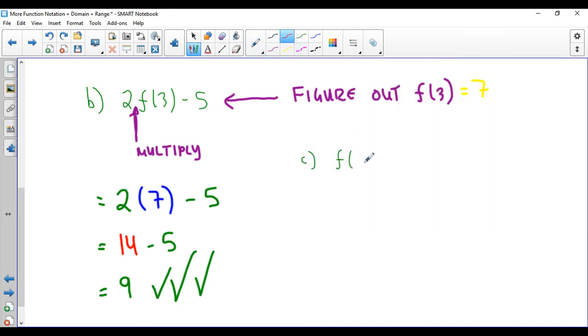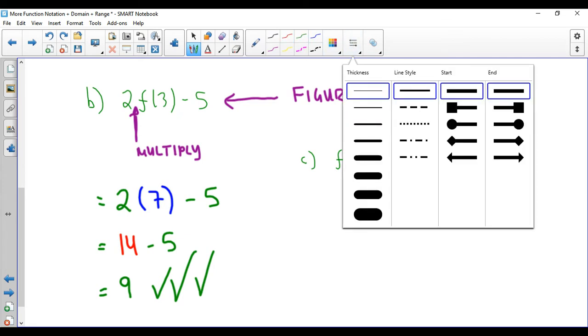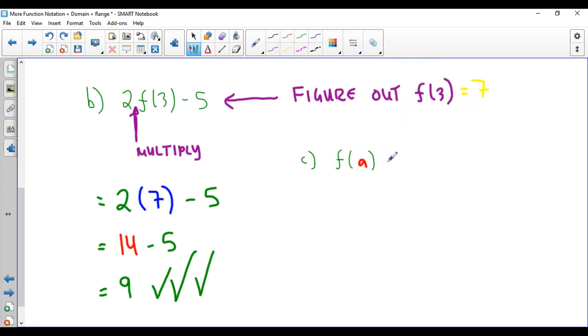Okay, so f at A equals 7. So again, here, A is the unknown. All right, so we have to figure out what A is, right? This is my unknown.